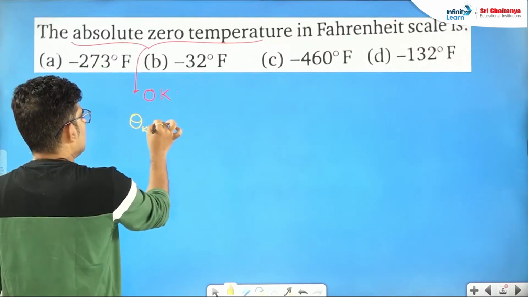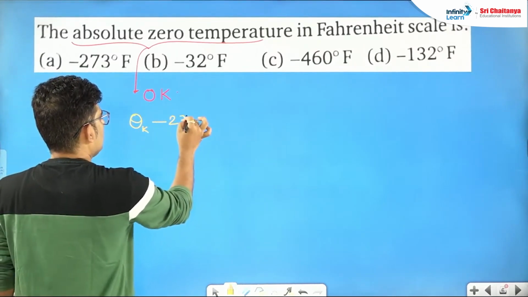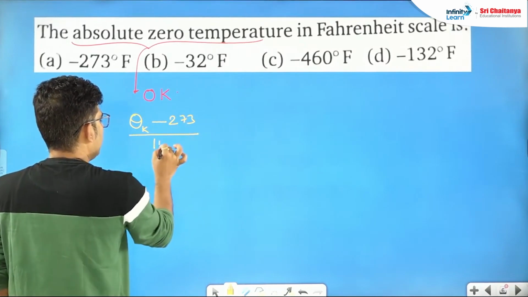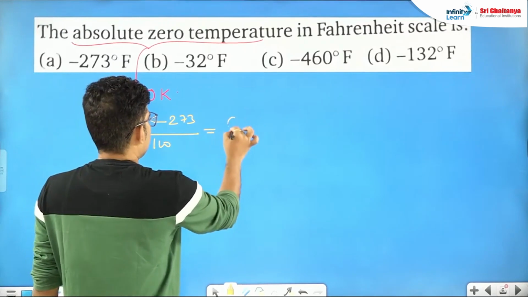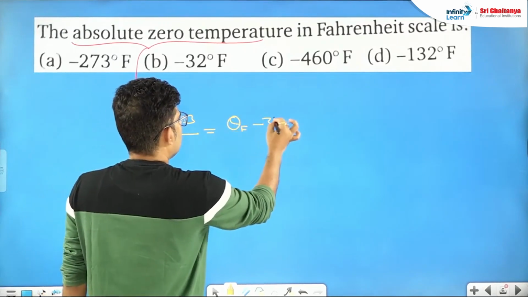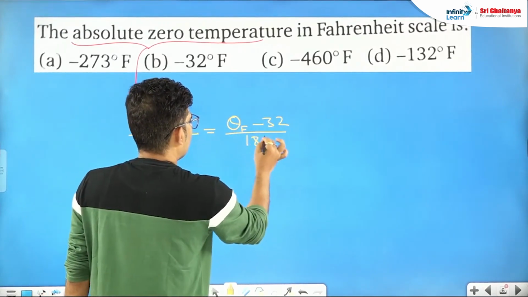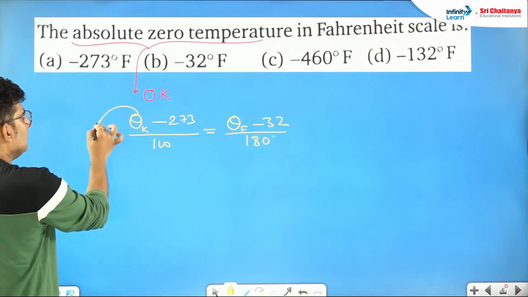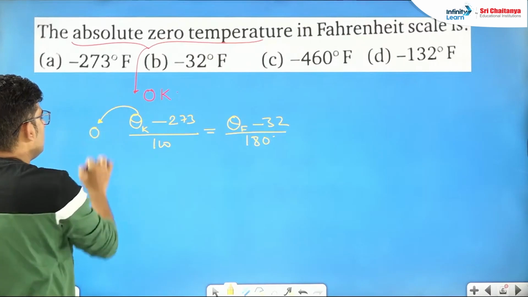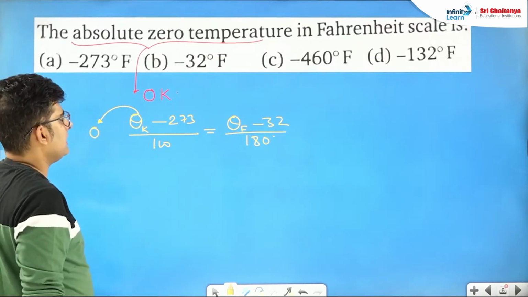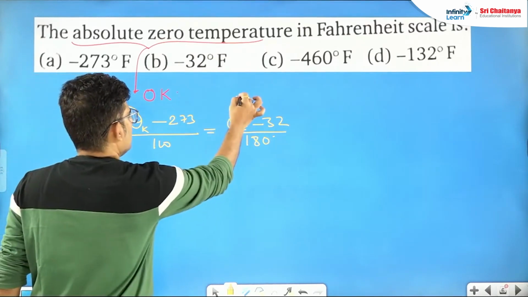So we can use theta K minus lower fixed point 273 divided by UFP minus LFP, which is 100. When they are asking in Fahrenheit, theta F minus 32 over 180. Now in Kelvin, since it is absolute zero, it means 0 Kelvin. So just put 0 here. So they are asking this value.